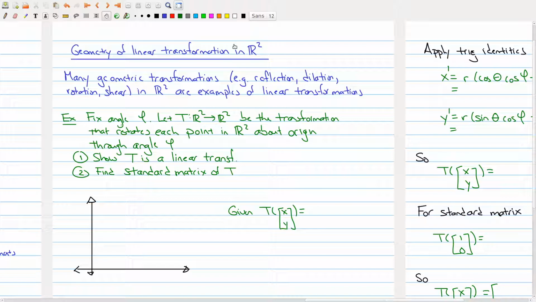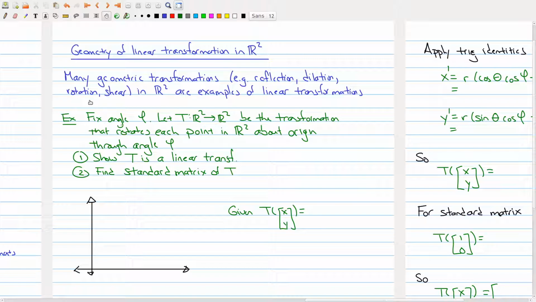Now, many geometric transformations that you could perform, like reflection about an x-axis or a y-axis, or dilation, which means stretching things out, a rotation, which is rotating about the origin, or a shear, where you kind of knock things over, in R2 are actually examples of linear transformations. And so I thought I would work out one example in detail. In particular, I would work out the example of a rotation in R2.